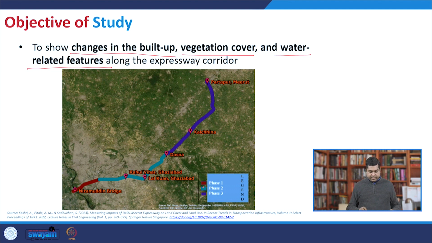In this case, you can see how the whole corridor developed with phase 1, phase 2 and phase 3, shown with the red, blue, light blue and dark blue colors in this particular slide. Here we have used some special maps, and we also used Google Earth Pro images in some cases.